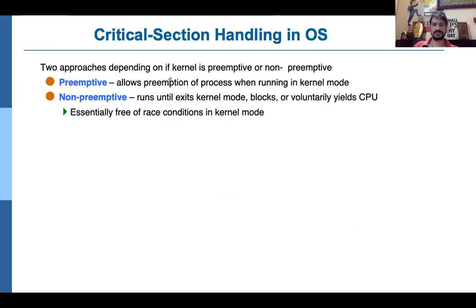So in critical section handling, we may have two approaches, depending upon whether the kernel is preemptive or non-preemptive. If the kernel is preemptive, we allow preemption of a process while it is running in kernel mode. And if the operating system we are using is non-preemptive, then the process runs until it exits kernel mode, blocks, or voluntarily yields the CPU, so it is essentially free of race conditions in kernel mode. So when we say it is non-preemptive scheduling, one process will execute completely. And with preemptive, even if a process is executing in the critical section, the CPU will be deallocated and allocated to another process.